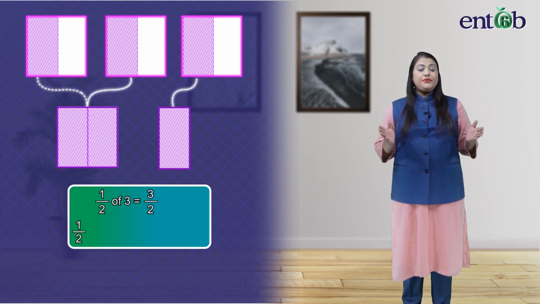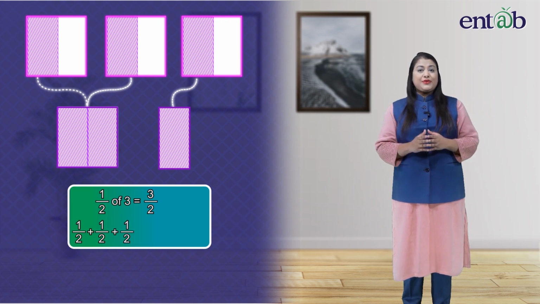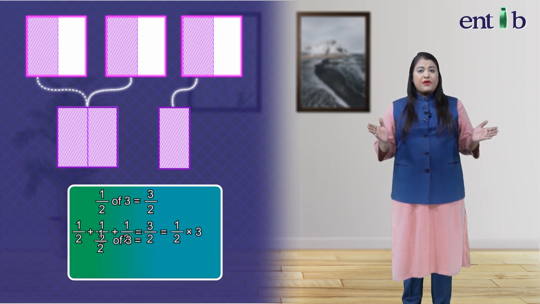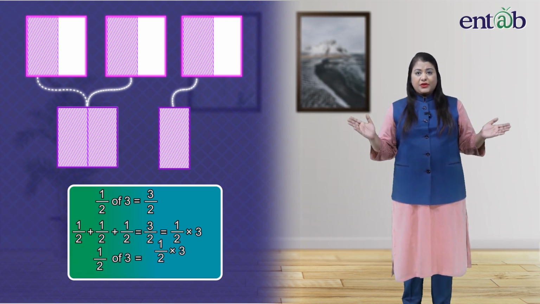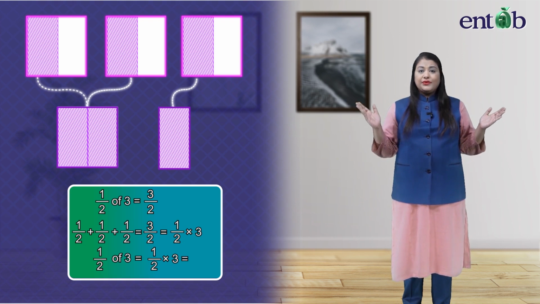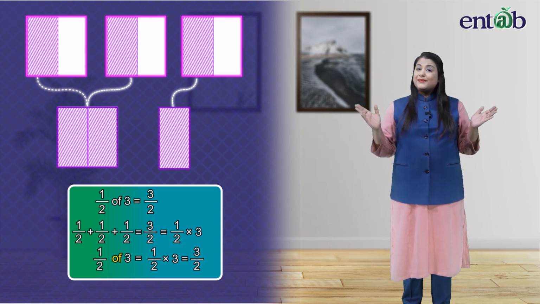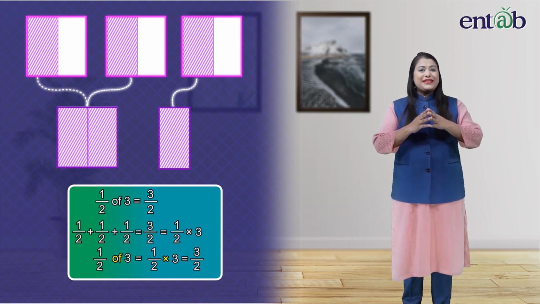Also, 1 by 2 plus 1 by 2 plus 1 by 2 is equal to 3 by 2, which is equal to 1 by 2 times 3. Thus, half of 3 is equal to 1 by 2 times 3, that is equal to 3 over 2. So, we see that "of" represents multiplication. Wasn't this interesting?